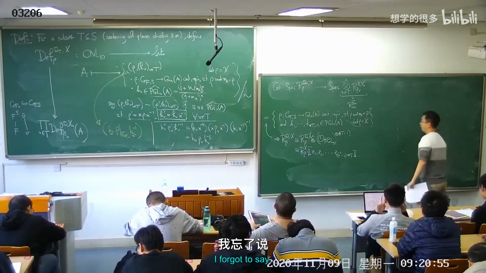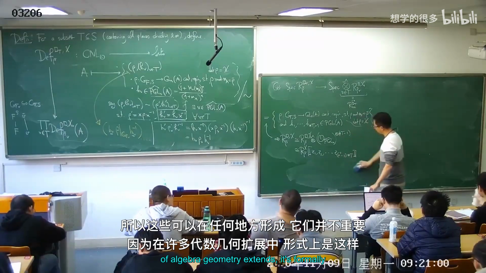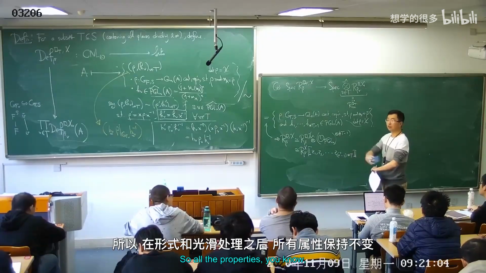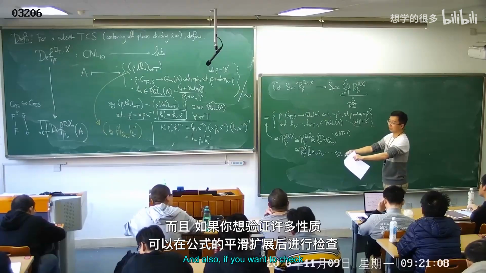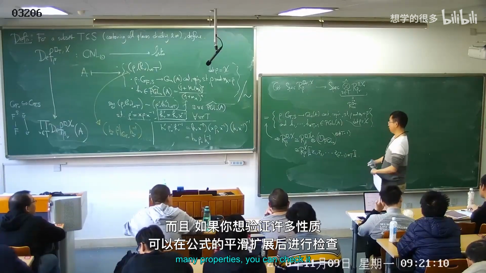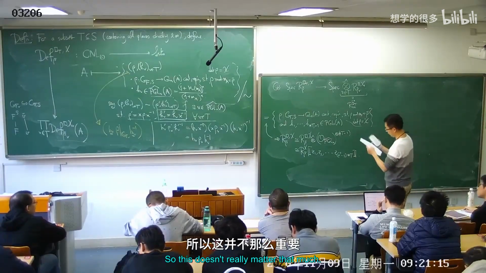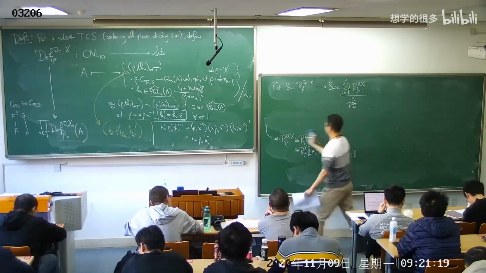Oh, one last comment I forgot to say about here. So these formal variables, they're not important because in a lot of algebraic geometric senses, these formally smooth things you can make descent. So all the properties after formally smooth things stay the same. And also if you want to check many properties, you can check it after a formally smooth extension. So that's why this doesn't really matter that much. So let me get rid of this.